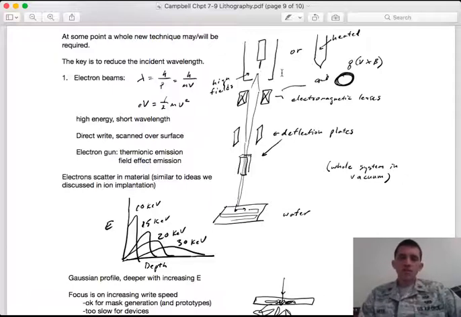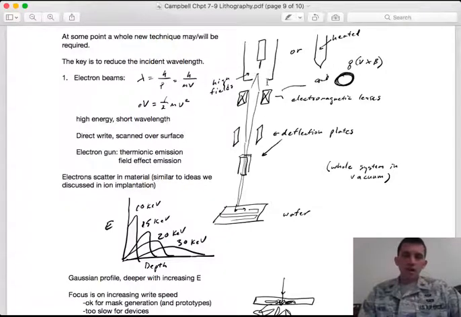I can also have a field effect emission source where I don't have to heat the tip. Instead, I have a really, really sharp metal tip and a really high electric field. And that makes the field really sharp and a really high, like 10 to the 6th volts per meter, something like that, in the vicinity of this tip, which is high enough to essentially pull the electrons out of the material using electric fields rather than thermal energy. So you get a lot higher brightness with the field emission than you do with the thermionic emission.